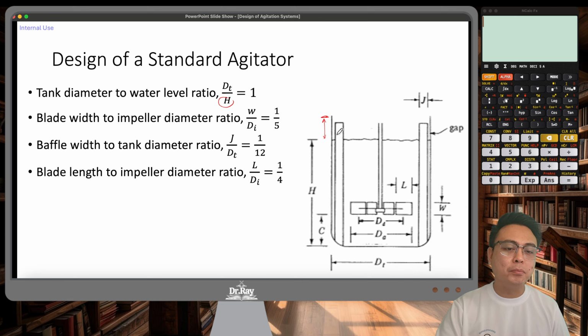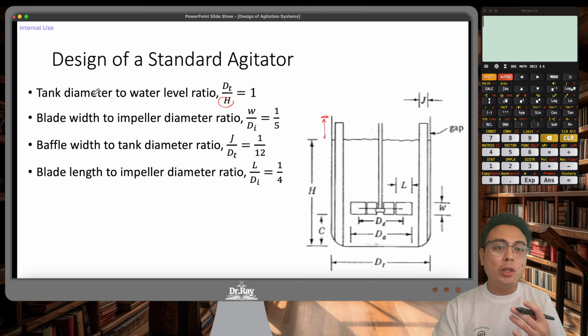These are things that people just decided on because it just works. It gives us very good performance in terms of power consumption versus volume mixed. It gives us other benefits. Say, for example, it's easier to clean setups like this. They are easier to build, and so on and so forth.